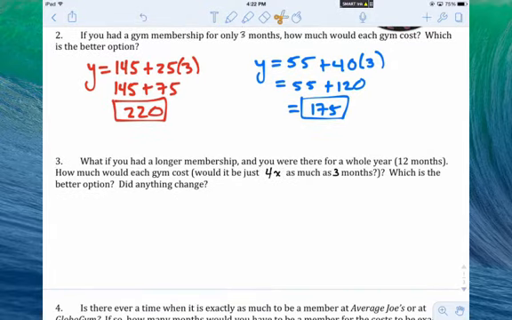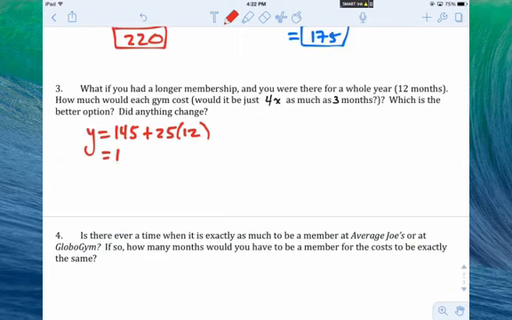So now what happens if you know you need a longer membership? If you know you're going to be in this apartment for a longer time, and let's say a whole year, so 12 months. Let's figure out how much each of these gyms is going to cost. So Average Joe's is a very similar calculation, so similar that I'm going to copy-paste. Instead of being there for 3 months, we're going to have a 12-month membership. So Average Joe's is going to cost $145 for that initiation fee, plus $300 more for the 12 months of service, for a grand total of $445.